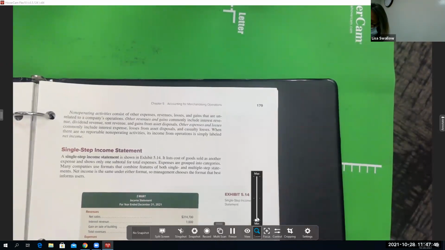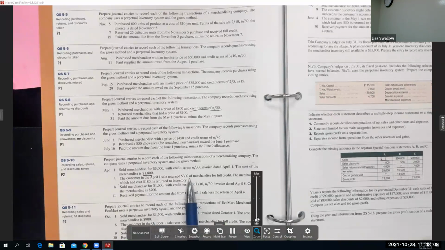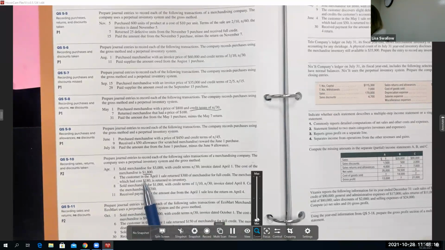All righty. So what I'd like to do, what do we got? 1147. Where am I? 194. All right, let's finish these last two. I think we were on number 10. Now the customer in the April 1st sale returned $300 of merchandise for full credit. The merchandise which had cost $180 is returned to inventory. Okay, Tyler, this is tricky. What did you do?